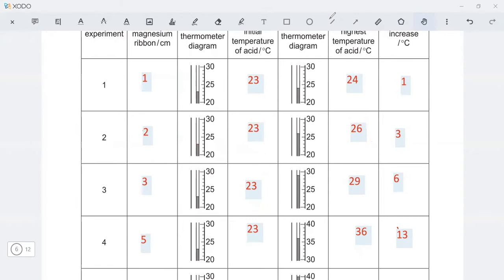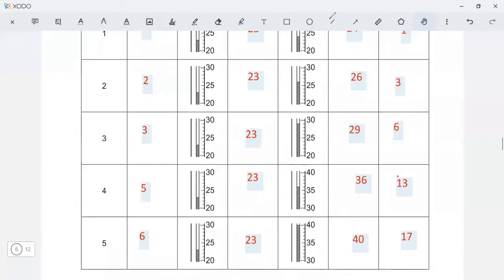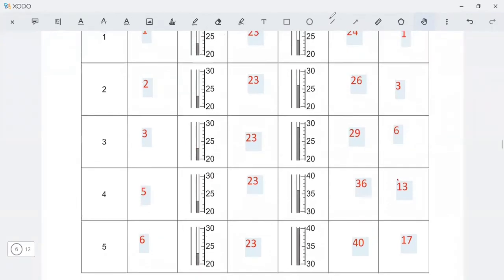And then the last experiment, experiment 5, which was taken with about 6 centimeters of magnesium ribbon. The temperature diagram is the same, it is 23, and the highest temperature measured is about 40.